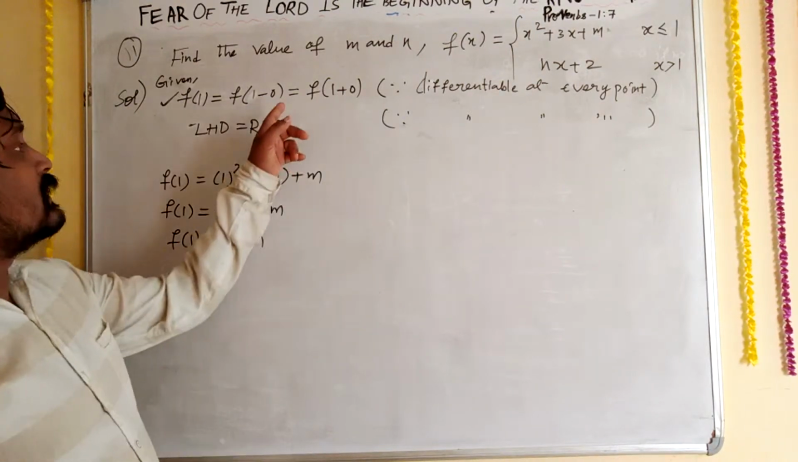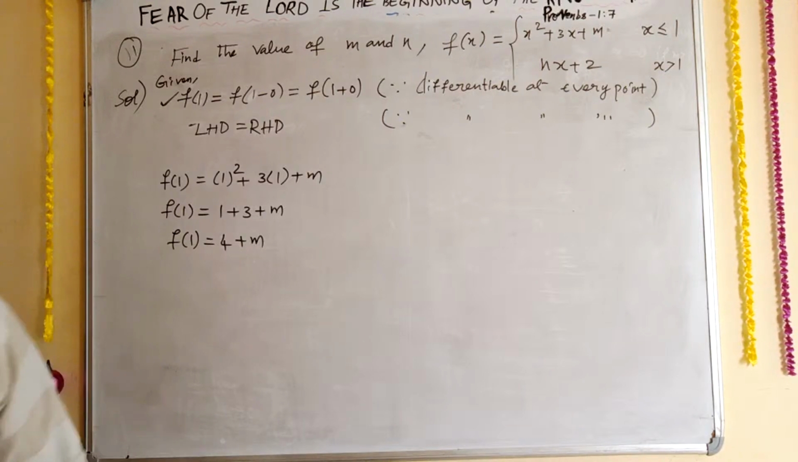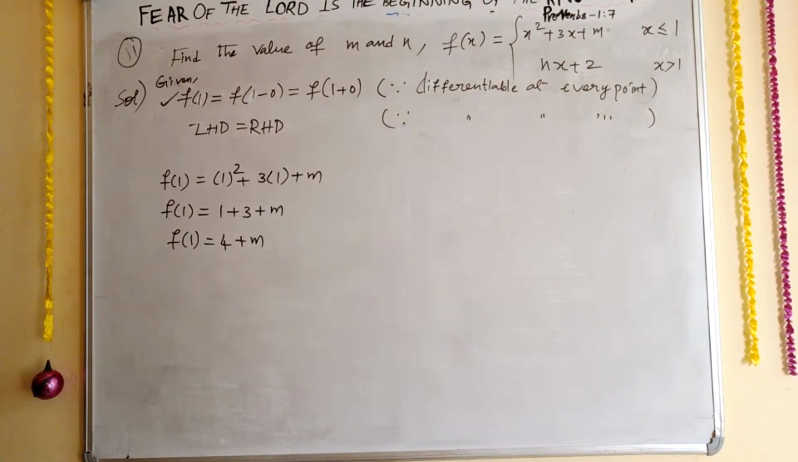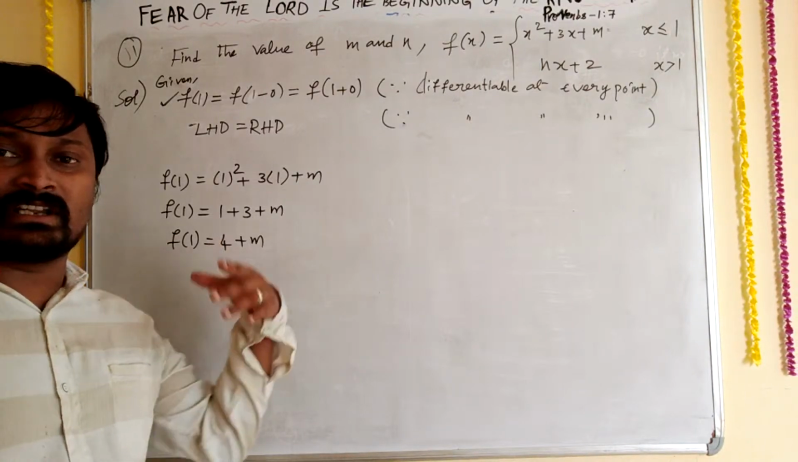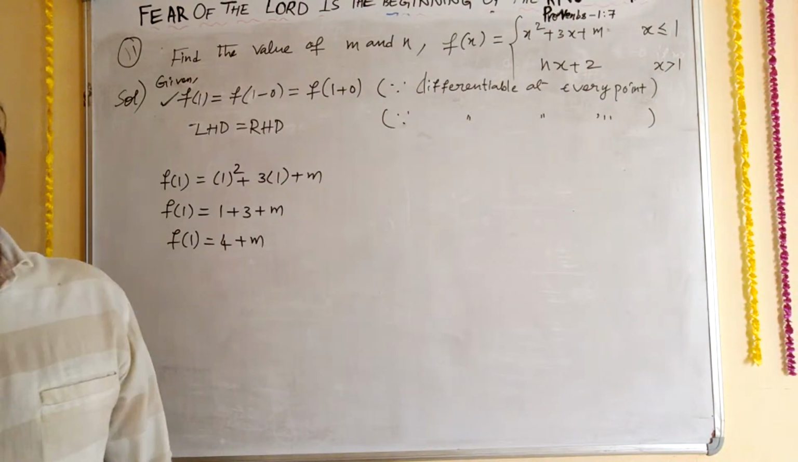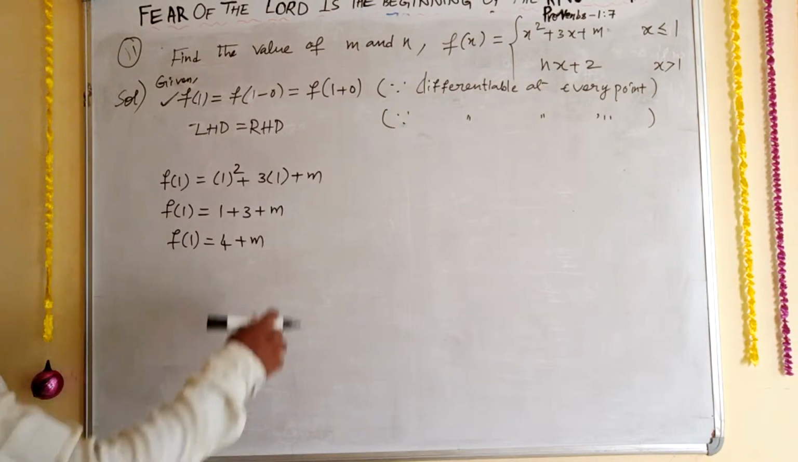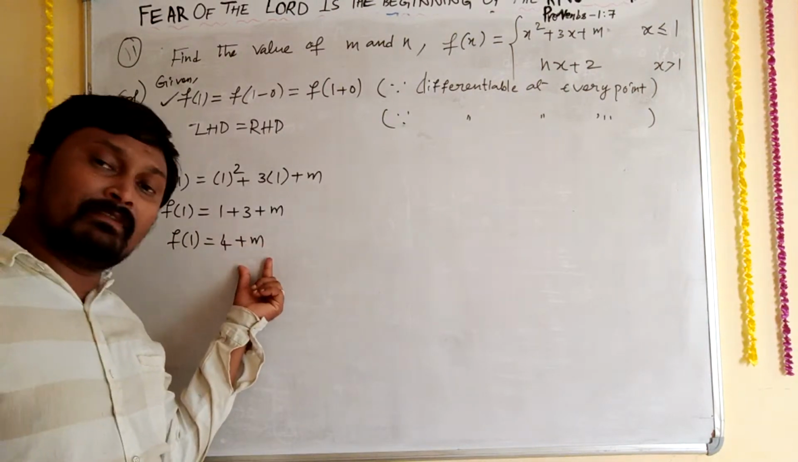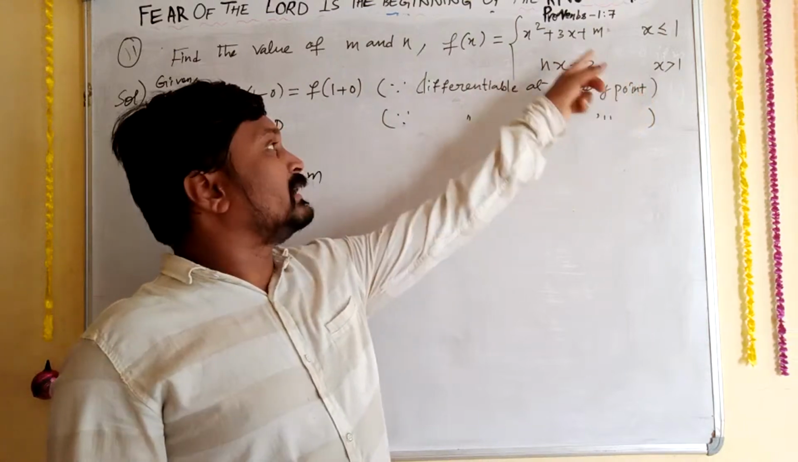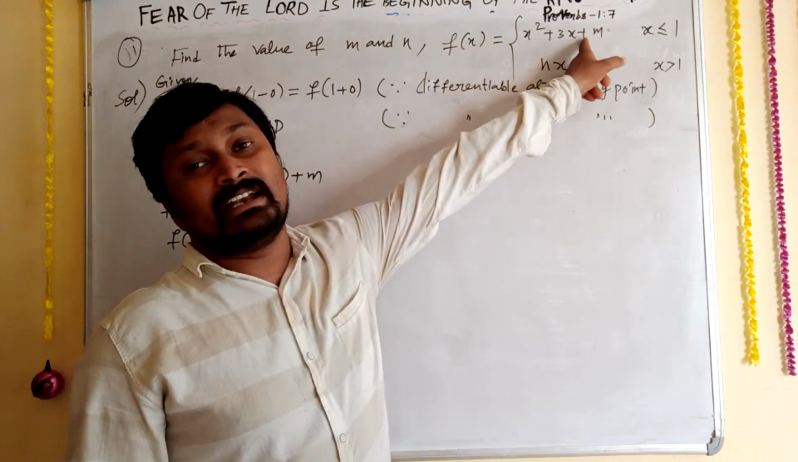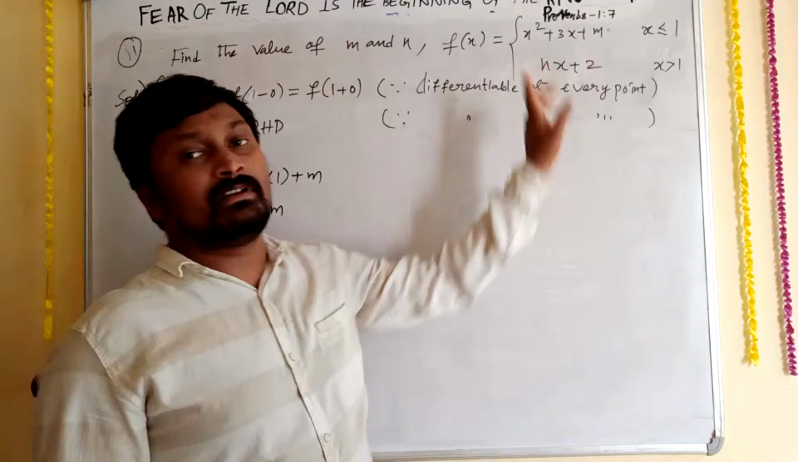Then go for your right hand derivative or left hand derivative. Let me see. The left hand derivative, when you solve, you will get 4 plus m only, so that is not helpful. Here the m value came, but for the n value I need one more equation. That's the reason we are not going for the left hand derivative. We are going for the right hand derivative here.